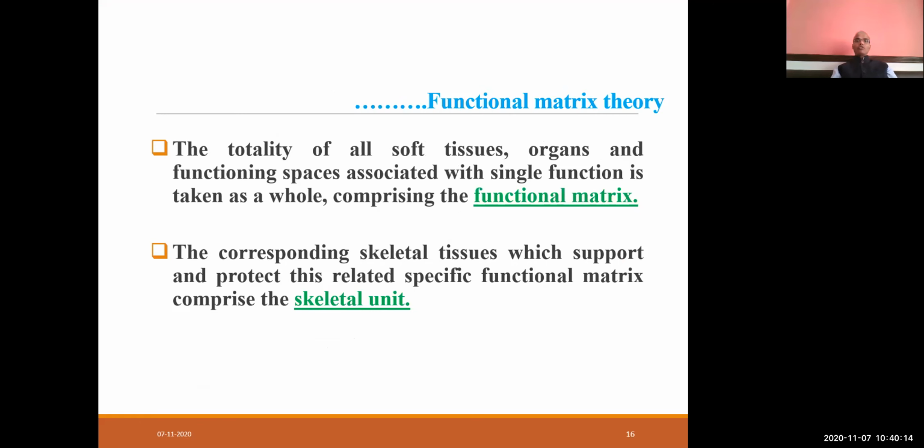So the totality of all soft tissues, organs, and functional spaces associated with a single function is taken as a whole, comprising the functional matrix. And the corresponding skeletal tissue which supports and protects these related specific functional matrices comprises the skeletal unit. Like the functional matrix of the masseter and medial pterygoid, which helps in mastication, and its corresponding skeletal unit is the ramus and some parts of the body. So these are the skeletal units.